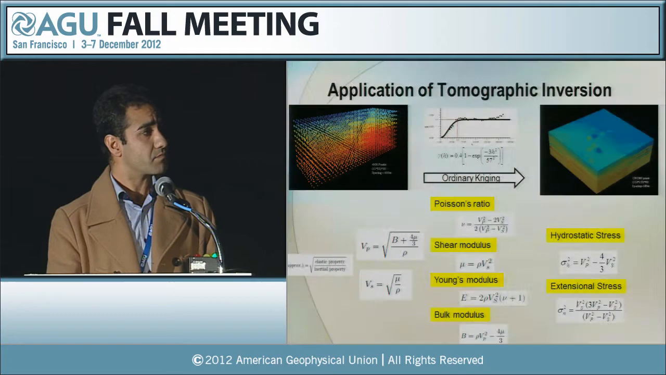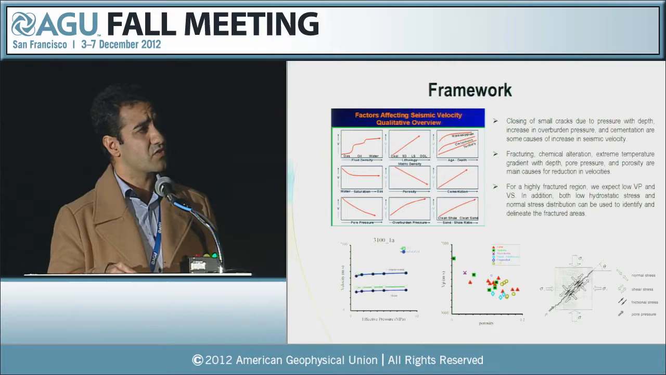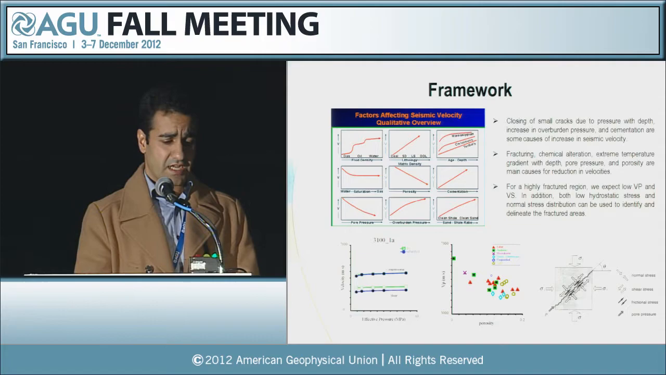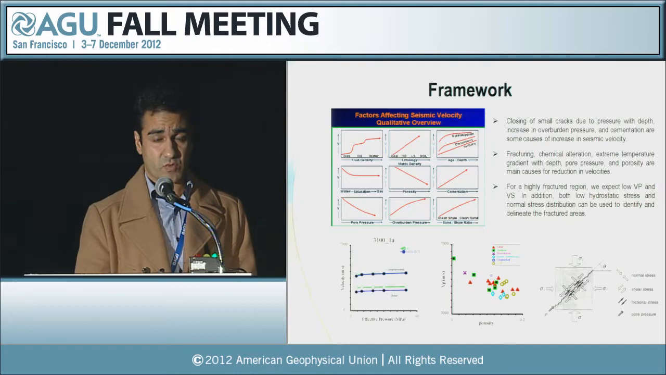But before going to those velocity models, we need to know the effect of different features on the velocity modeling. In the literature, you can see lots of different features affect the velocities. But what is important here is that closing of the small cracks due to pressure with depth, or increased overburden pressure, or cementation can increase the seismic velocity. Fracturing is a main cause of the reduction in velocities, and chemical alteration, extreme temperature gradients, and porosity can also decrease the velocity.